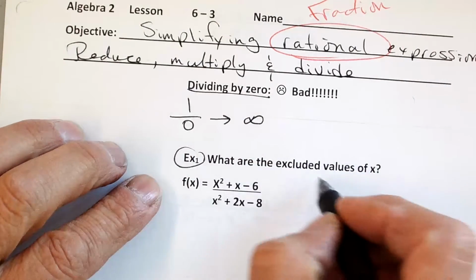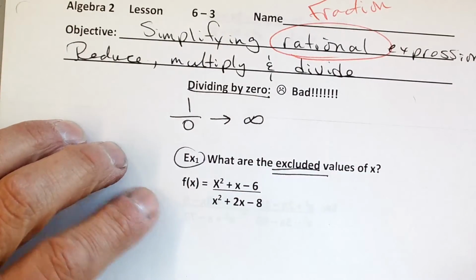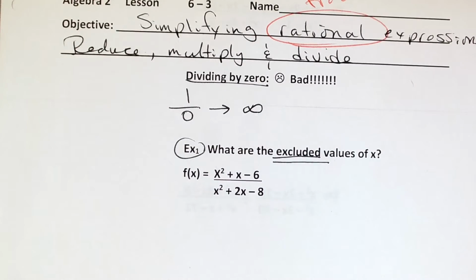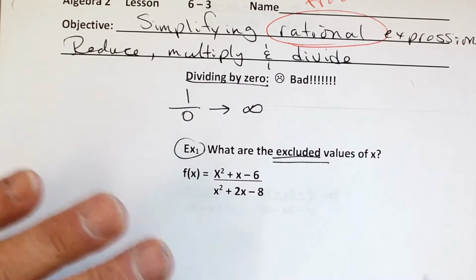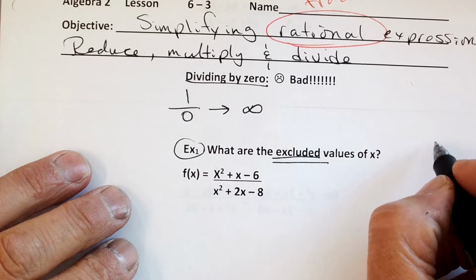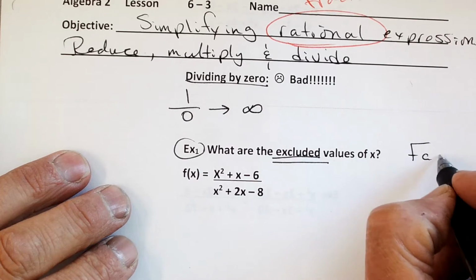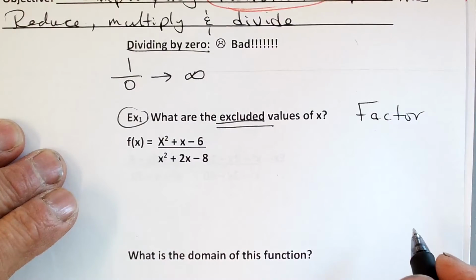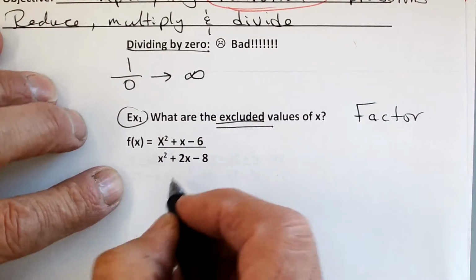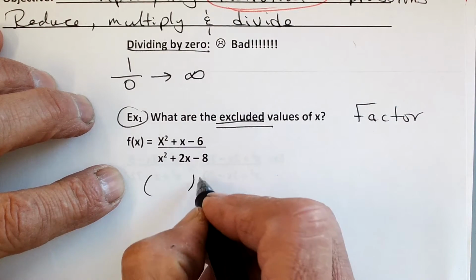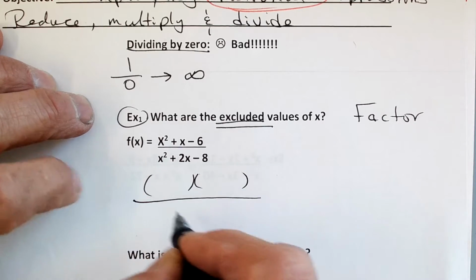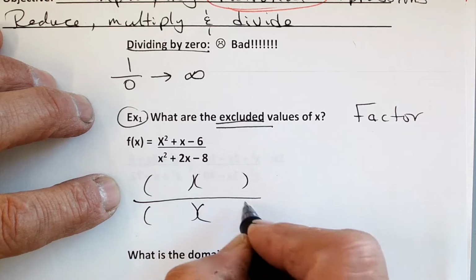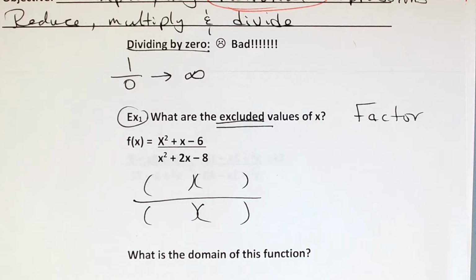It says, what are the excluded values, okay? Well, this looks like a problem that needs to be factored. This problem needs to be factored. So let me refactor. I'm going to factor parentheses, parentheses, parentheses, parentheses. Okay, let's see if we remember how to factor.